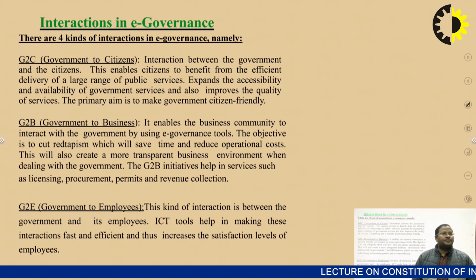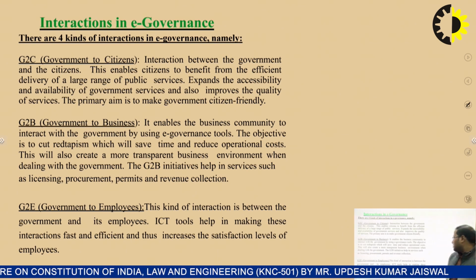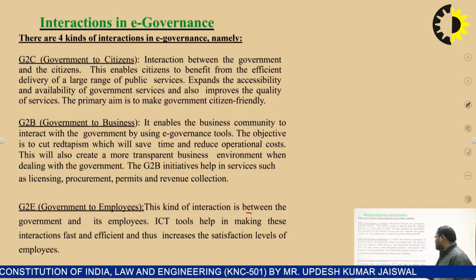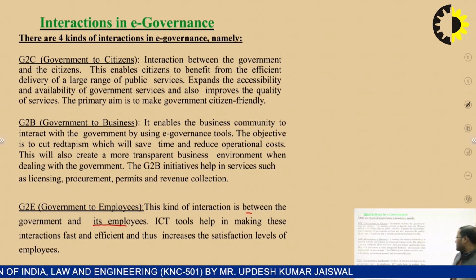Government to citizen, G2C, is the interaction between the government and the citizens. This enables the citizen to benefit from the efficient delivery of a large range of public services. G2B enables the business community to interact with the government by using e-government tools. G2E is this kind of interaction between the government and its employees who are working there.